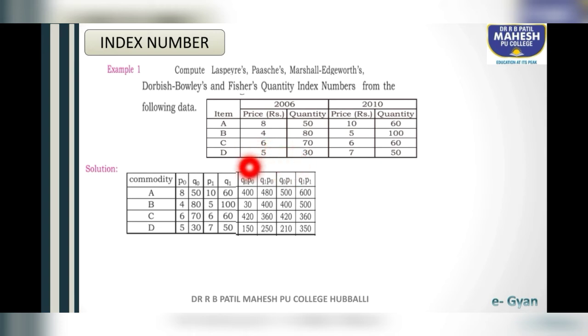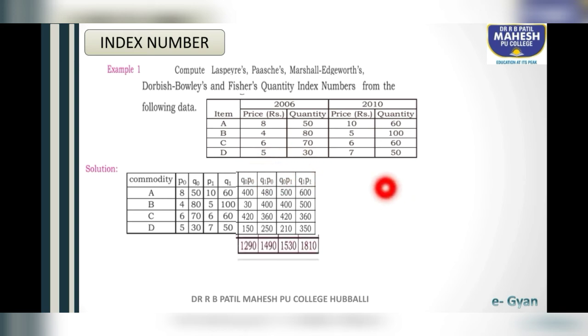So as you know, students, how do we find Q naught P naught? First you multiply the values of Q naught and P naught. Next you multiply the values of Q1 and P naught. Next you multiply the values of Q naught and P1. After that, multiply the values of Q1 into P1. After multiplying these values, you take the total of these values.